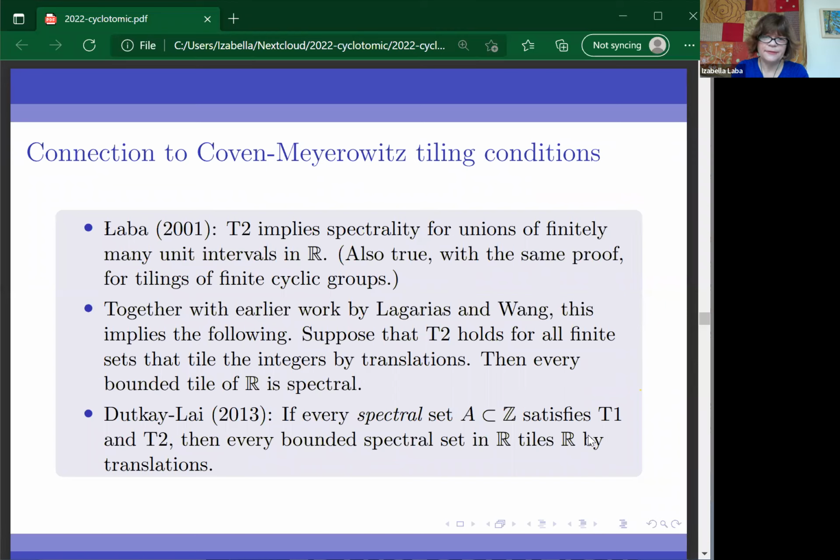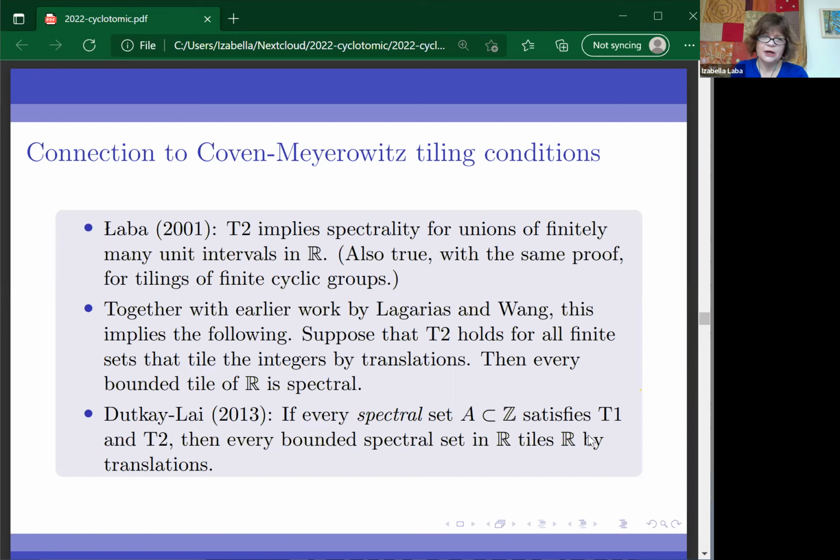I proved it for unions of finitely many unit intervals in R, but the same result with the same proof is also true for tilings of finite cyclic groups. And together with earlier work by Lagarias and Wang, this implies that we have a reduction of the spectral set conjecture as follows.